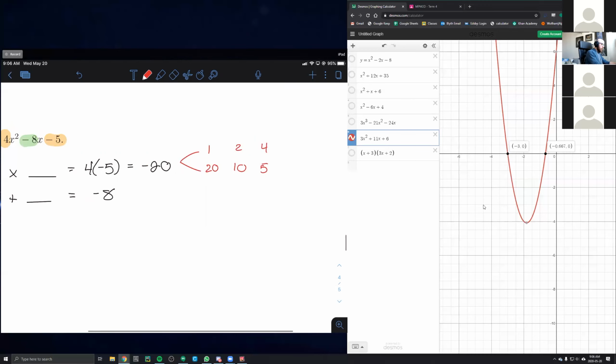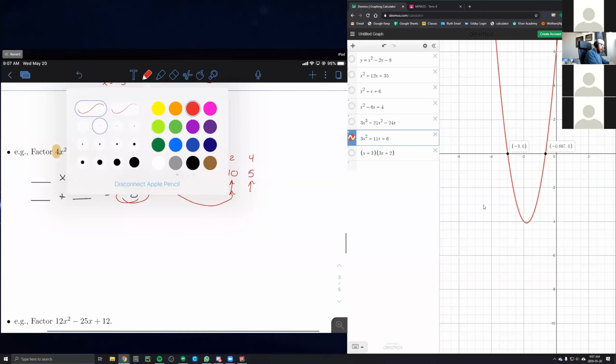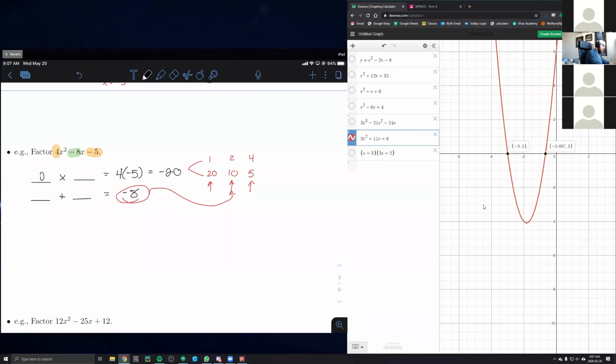Then I would look at each pair and try to determine if there is a pair that will get me the number that I'm trying to add to, right? And indeed, 2 and 10 will definitely work, but I just have to find the right combination of positives and negatives. If I make it +2 and -10, then I'll add to get -8, which is exactly what I want. So in this case, I will have 2 times -10 and 2 plus -10.